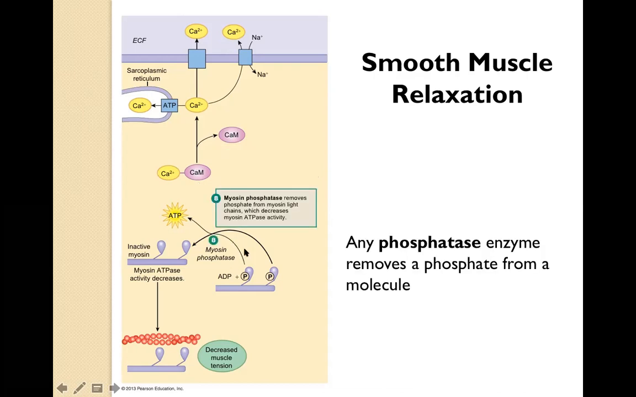The next thing that has to happen is that you have to remove that phosphate from the myosin head. And that's done by an enzyme called myosin phosphatase. Just like a kinase adds a phosphate, anytime you see an enzyme that ends with phosphatase, it means that a phosphate is removed from a molecule. And so myosin phosphatase is exactly what its name implies. It's removing a phosphate from the myosin head. So the myosin head, that phosphate gets removed.